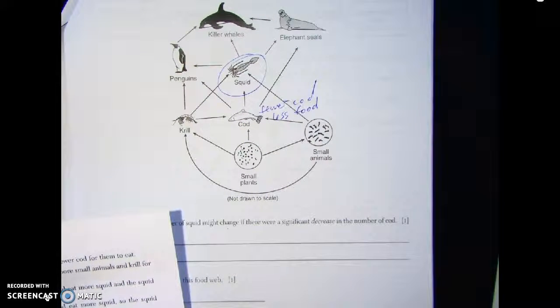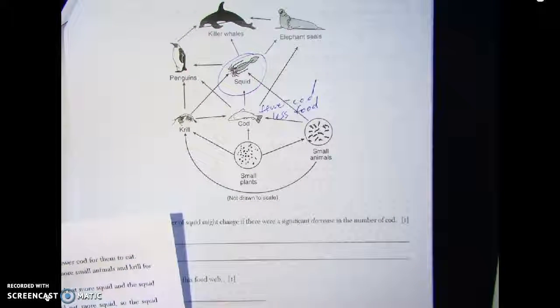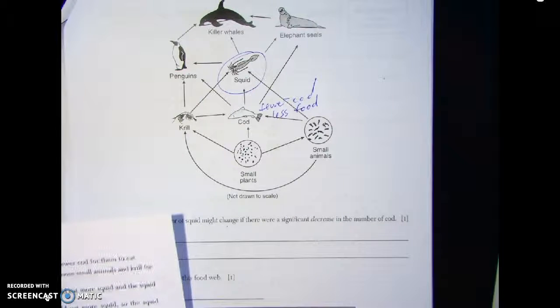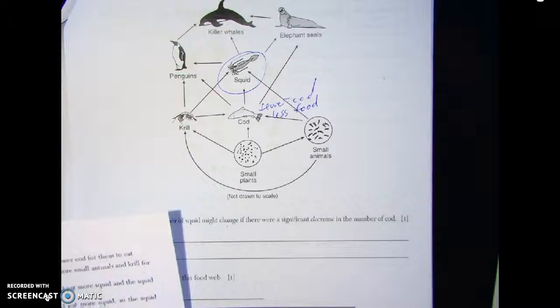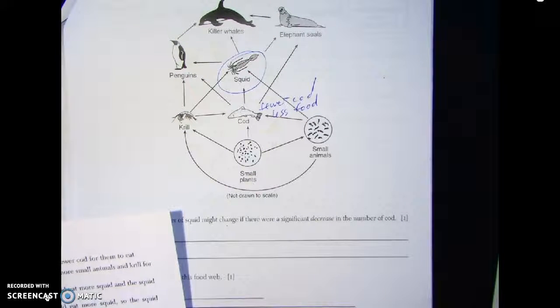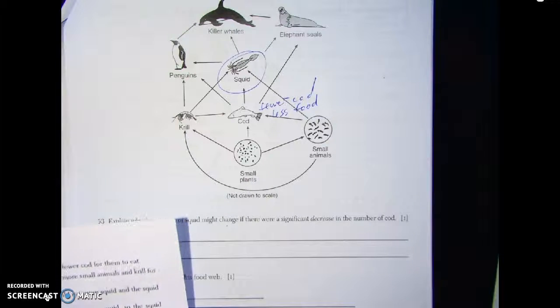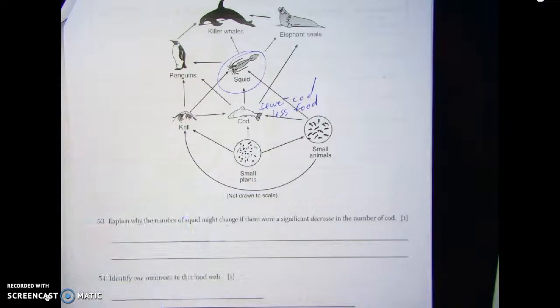There would be less food for elephant seals, so they would eat more squid and the squid population would decrease. There would be less food for the penguins, so they would eat more squid, so the squid population would go down. The squid and cod both eat krill and small animals. Cod is a food source for squid. Organisms in a food web are interdependent. Any of those things would have been okay.